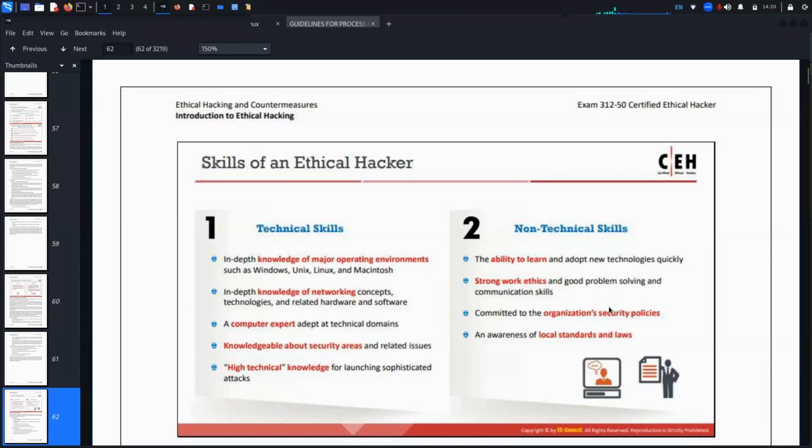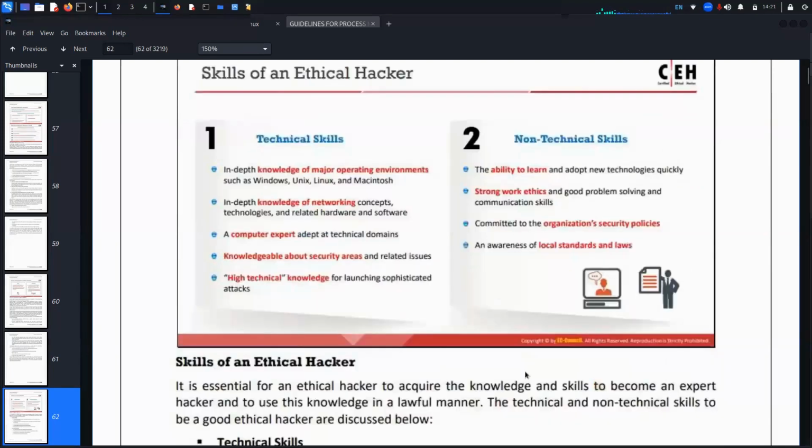Committed to the organization's security policies, awareness of local standards and laws. Me being in India, the laws that I need to be familiar with are PCI DSS for payment cards, NIST, ISO 27001. When the Indian Data Protection Bill is passed, that is something that I will need to be familiar with as well.